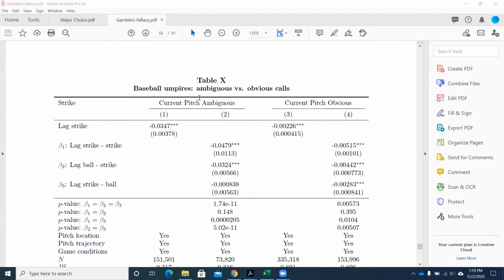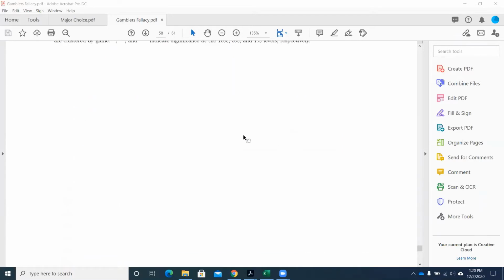What was I saying? Oh, so they then separated this out and said, maybe it really is the pitches on the edge of the strike zone that are driving this effect. Sure enough, they find that when they look at those ambiguous, hard-to-call pitches, that's where the gambler's fallacy is strongest. If they're more obvious pitches, closer to the middle or further outside the strike zone, the effect is a lot smaller: 0.002 instead of 0.03 here. So I thought this was an interesting paper.